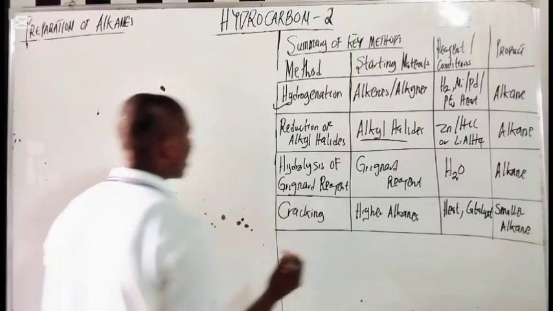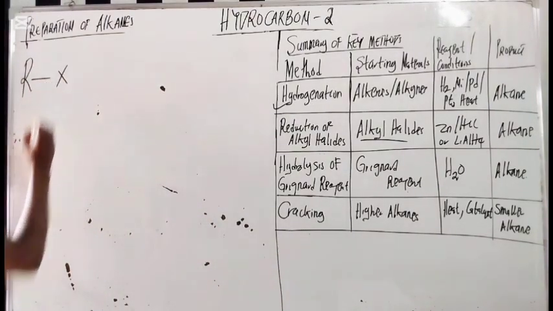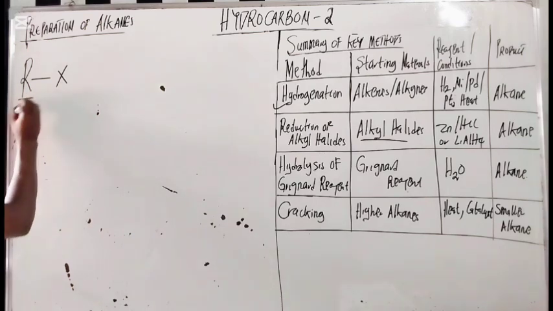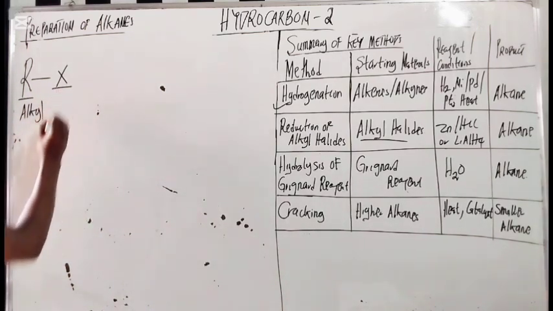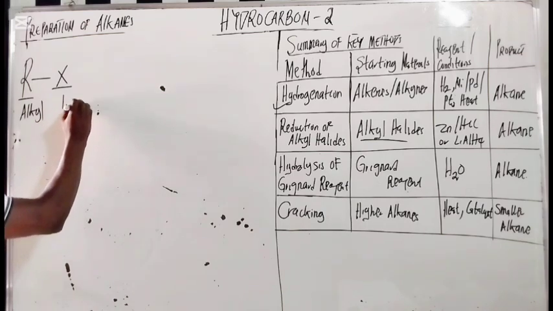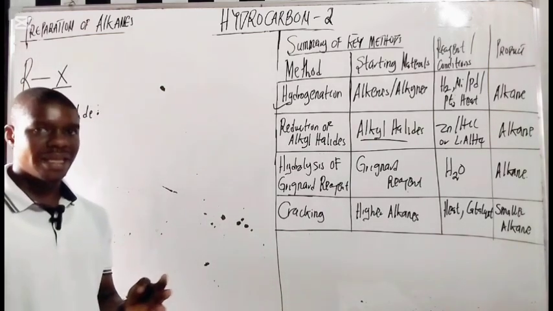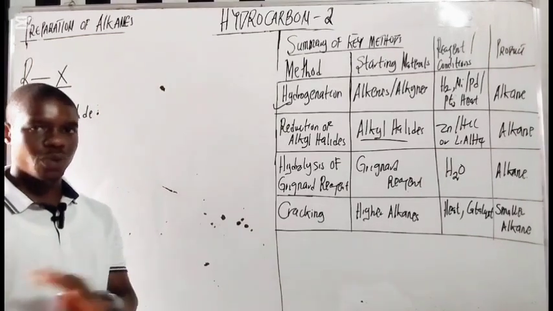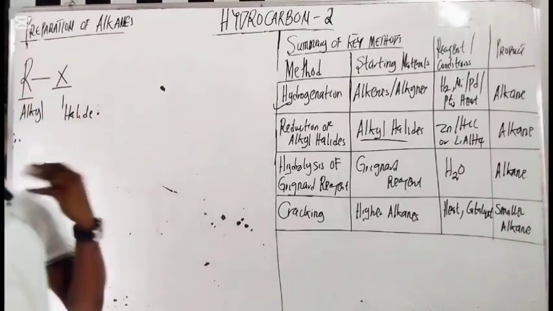An alkyl halide is like this: R here, then X. This is the alkyl group, and this one is the halide group. Do you understand? Now, this alkyl can either be a methyl, propyl, anyone at all. Then this halide can either be chlorine or bromine.